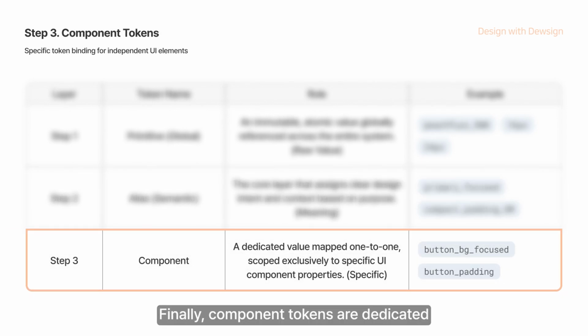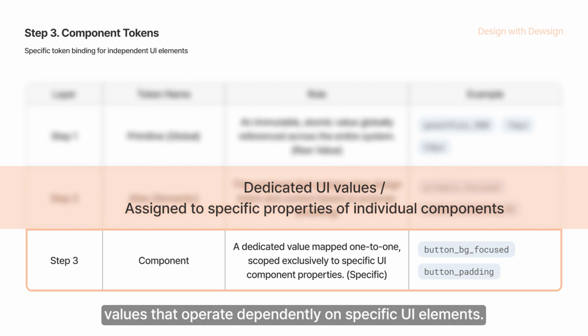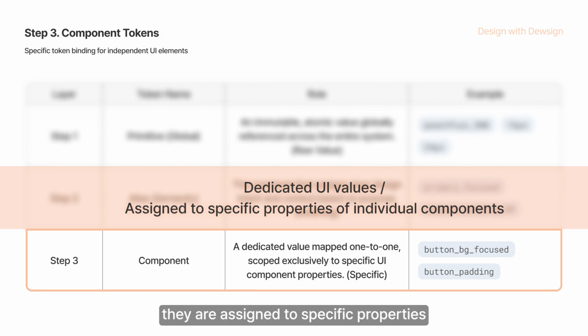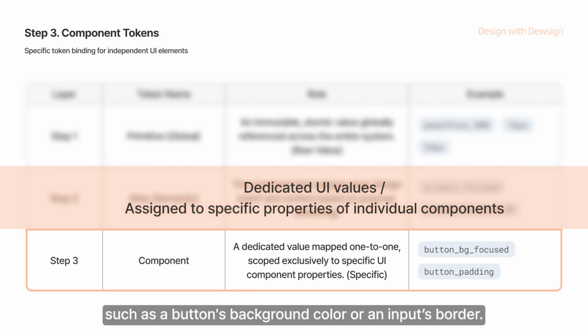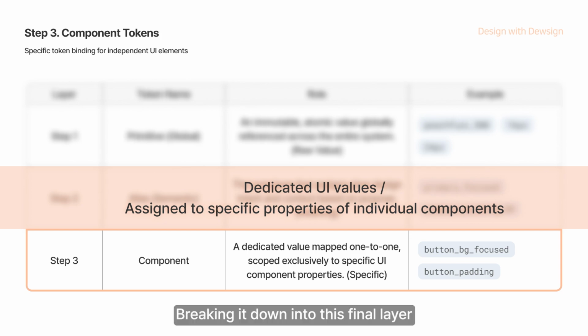Finally, component tokens are dedicated values that operate dependently on specific UI elements. By referencing semantic tokens once more, they are assigned to specific properties of individual components, such as a button's background color or an input's border. Breaking it down into this final layer allows us to safely and independently modify the style of a specific component, while still maintaining the brand colors of the entire design system.